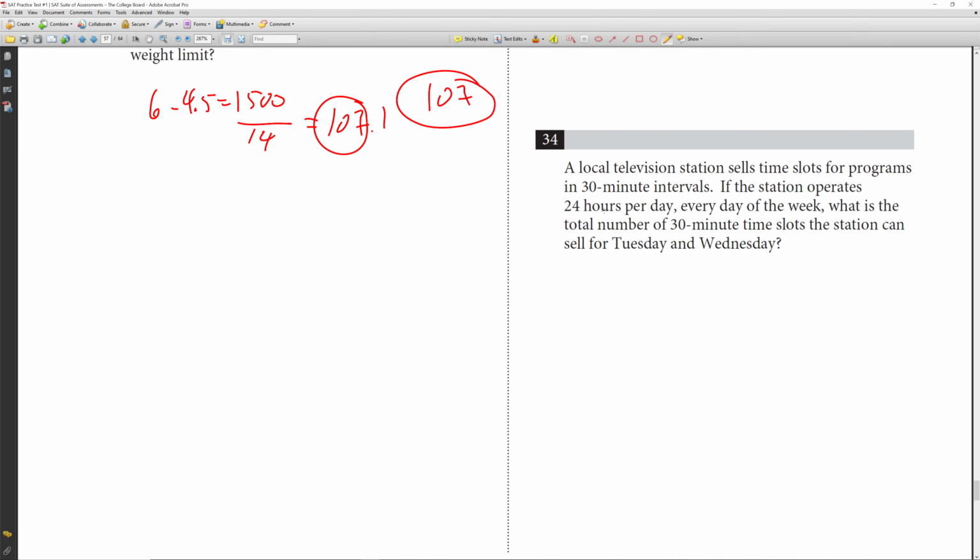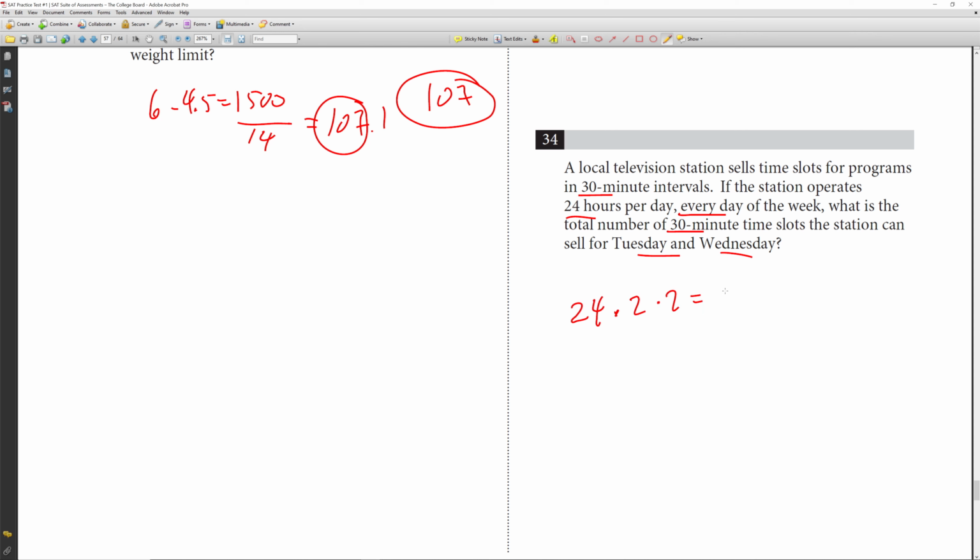Number 34. It's another small passage. Let's skip to the end. What is the total number of 30-minute time slots the station can sell for Tuesday and Wednesday? Okay, let's keep that in mind as we go through the passage. A local television station sells time slots for programs in 30-minute intervals. If a station operates 24 hours a day, every day of the week, what is the total number of 30-minute time slots the station can sell for Tuesday and Wednesday? So you start with 24 hours. There are 2 half hours in every hour, and there are 2 days that we have to do.